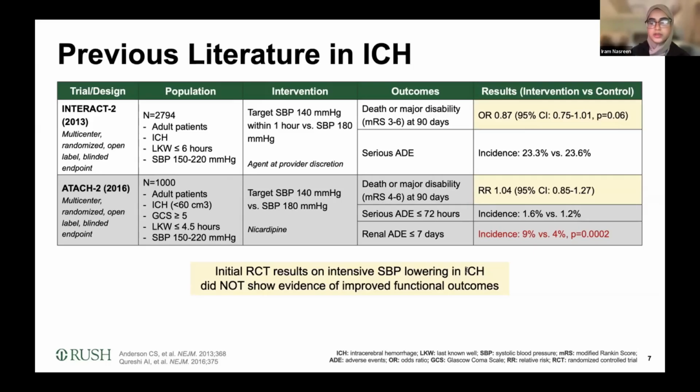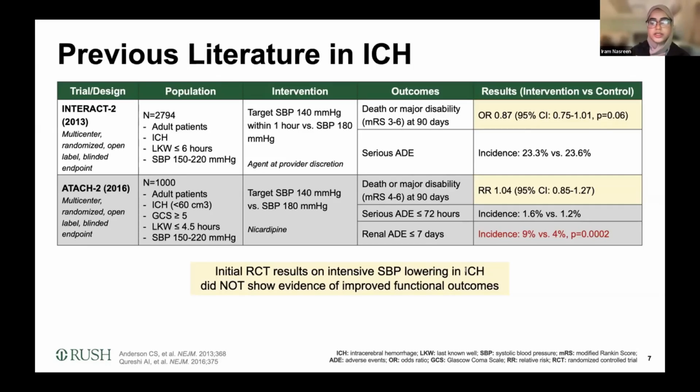The primary outcome was death or major disability, defined as a modified Rankin score of 4 to 6 at 90 days. And the results showed no significant difference between the two groups with a relative risk of 1.04. However, there were notable adverse effects for renal adverse events within 7 days. They were significantly more common in the intensive treatment group at 9% versus 4% with a p-value of 0.0002. Although serious adverse events within 72 hours were rare and comparable between the two groups.